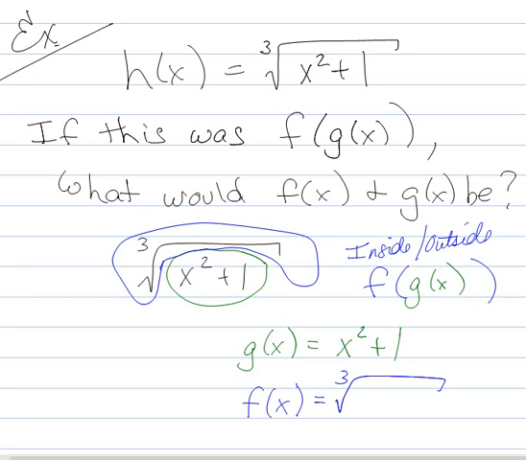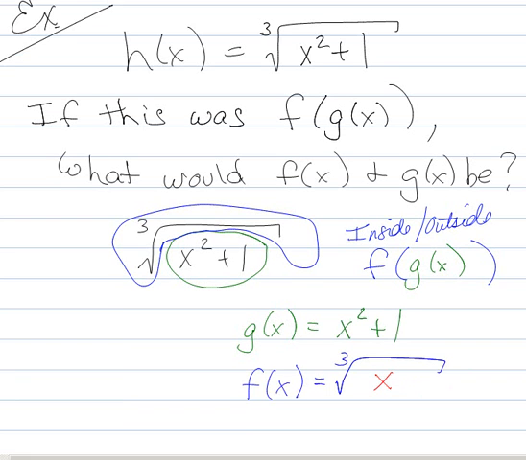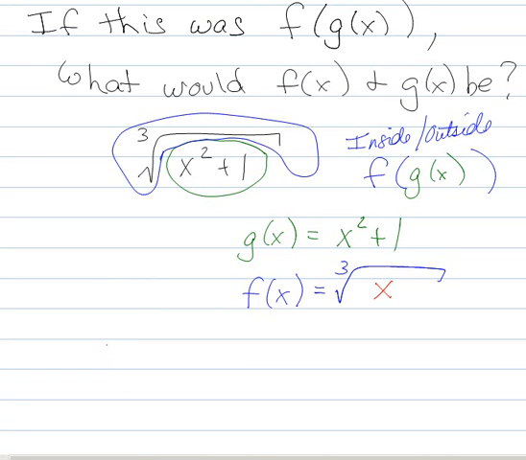You're like, well, I don't have anything to put in the middle. I don't have anything to put on that cube root sign. Well, yeah, you do. You just put x. And really, this is a trial and error thing. The only way to really figure this out is to actually do it. Say, well, what is f of g of x? If this was my function, if I'm right, this should work out.